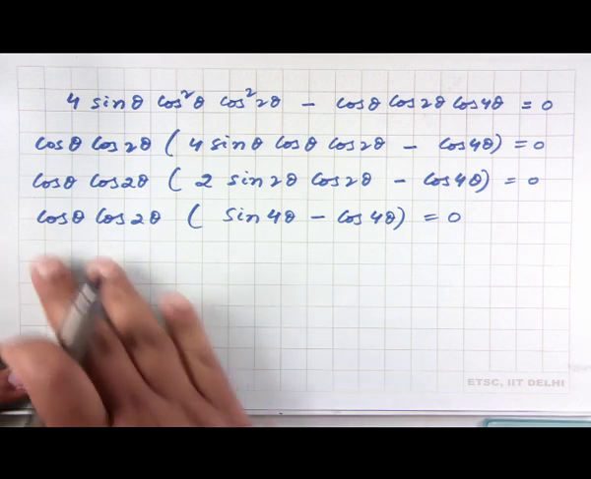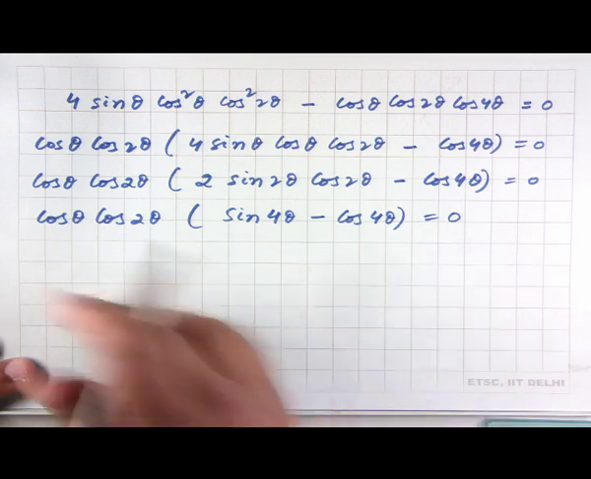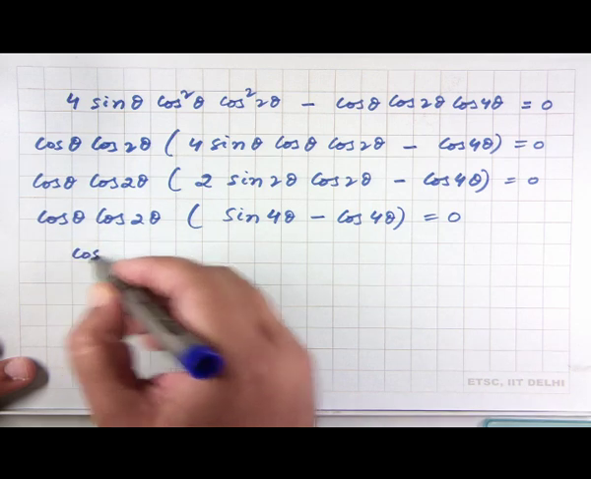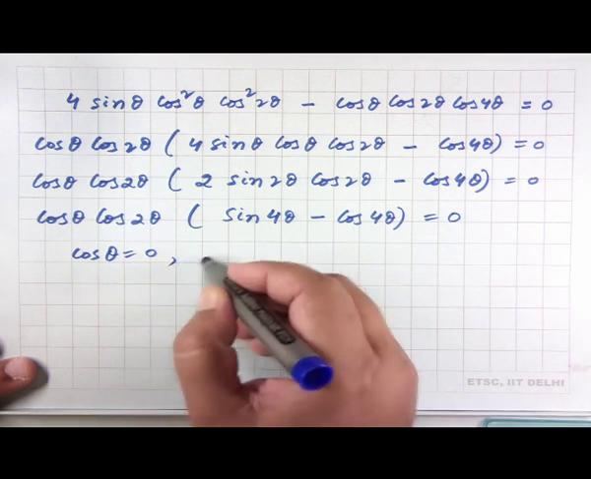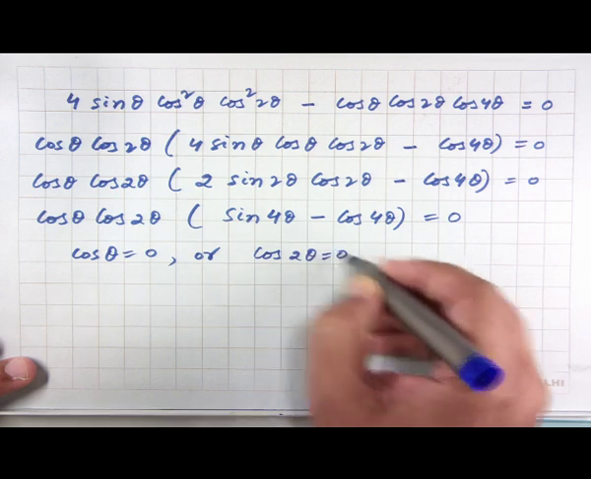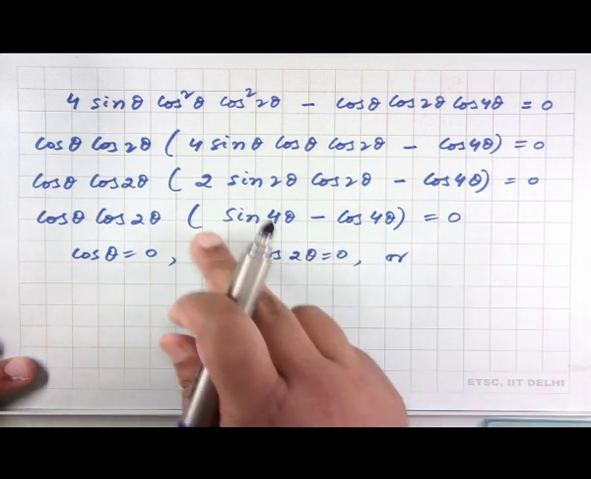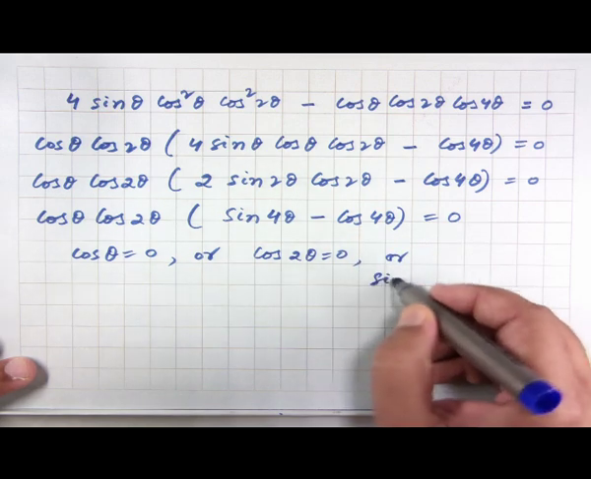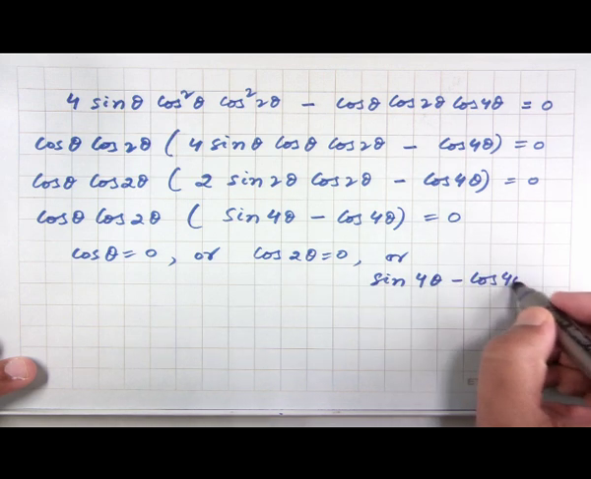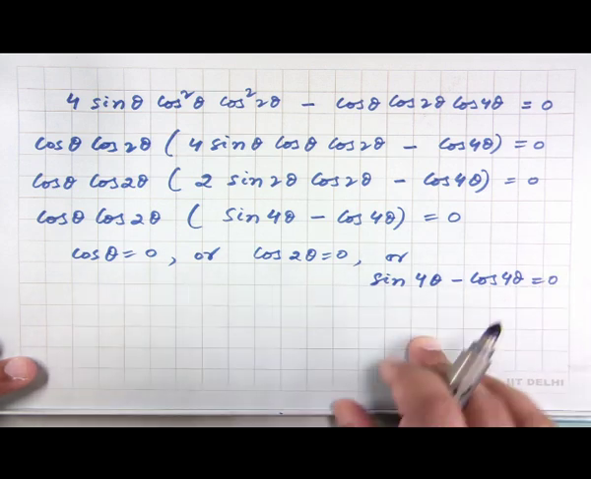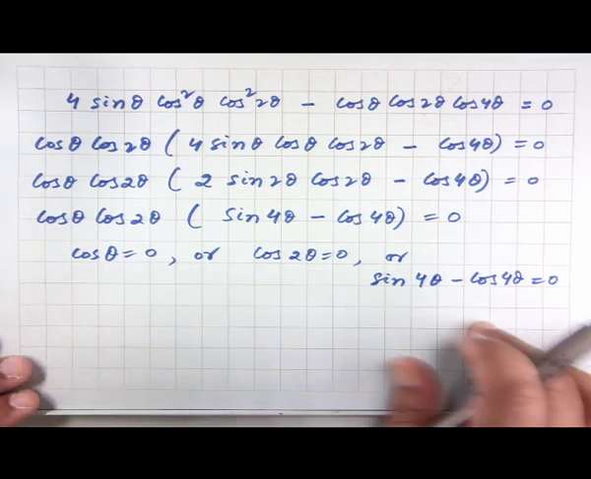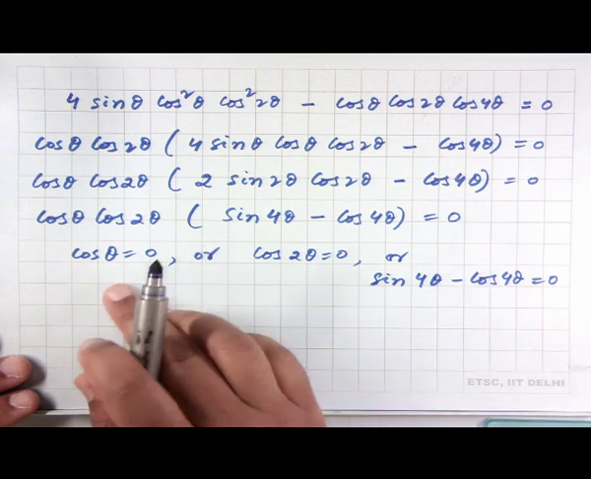So now this equation is 0 if and only if either cos theta is 0 or cos of 2 theta is equal to 0 or sin 4 theta minus cos 4 theta equals 0, either of these three. We need to find the solution set for each of these three different equations and take the union of all of them.